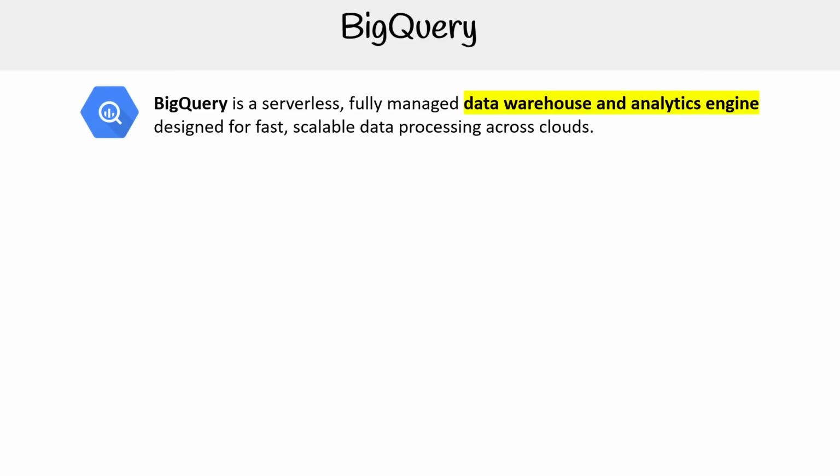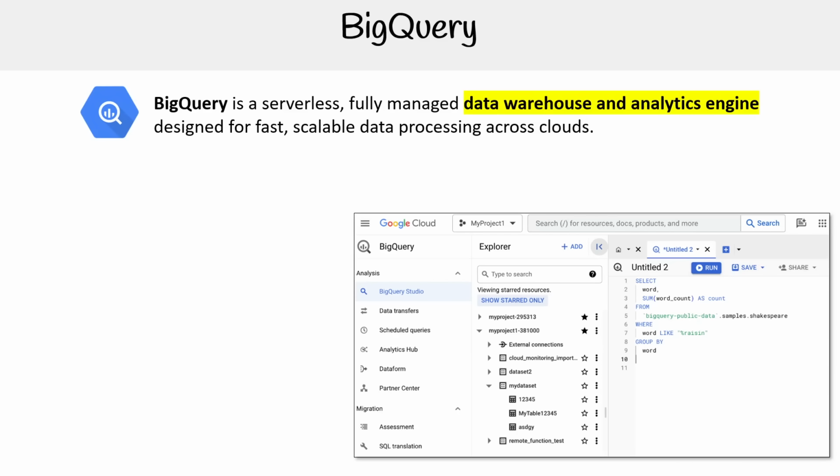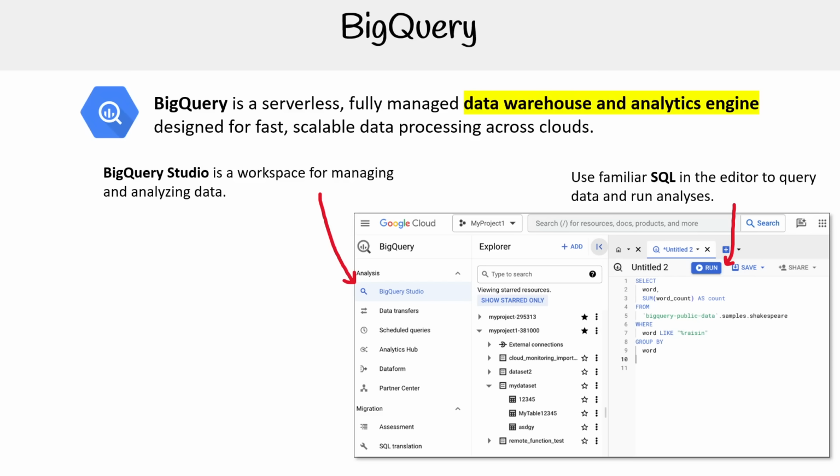BigQuery is a serverless, fully managed data warehouse and analytics engine designed for fast, scalable data processing across clouds. So here is a screenshot of the BigQuery Studio, and I'm just going to tell you that this is the best-in-class data warehouse out of all the cloud service providers. If there's one service really worth using on GCP, it is BigQuery. And so the idea here is that you can run SQL queries in your editor. It's pretty straightforward to use.